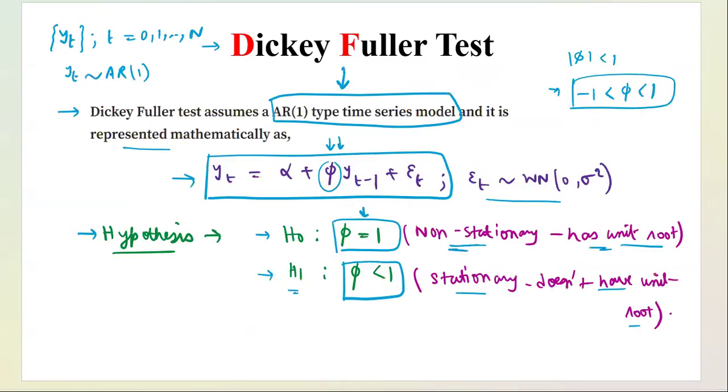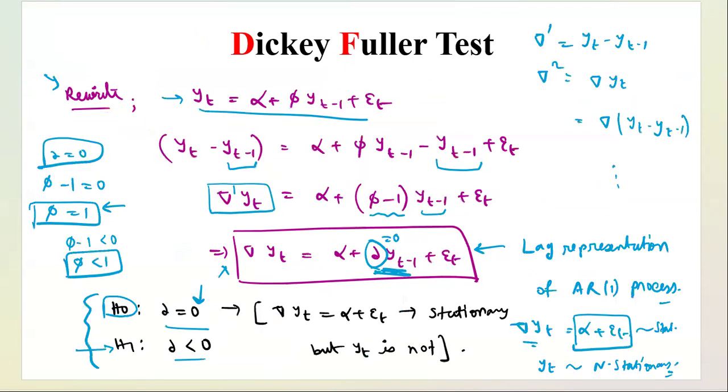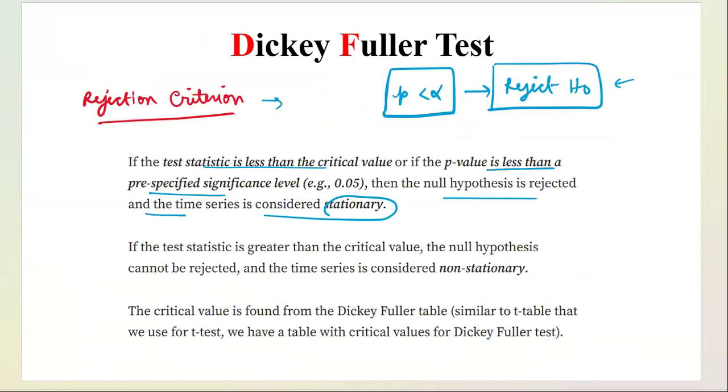Please refer to this again and again if you have any confusion. The null hypothesis assumes that the process has a unit root and is non-stationary, but the alternative suggests that it is stationary. So if you reject the null hypothesis, the alternative is true, so phi is less than 1, which means the process is stationary. That is what this rejection rule says. If the p-value is less than alpha or the test statistic is less than some critical value, the null hypothesis is rejected, and this implies that the time series is stationary. Whereas if the test statistic is greater than the critical value, the null hypothesis cannot be rejected, which means the process is non-stationary. As simple as that.